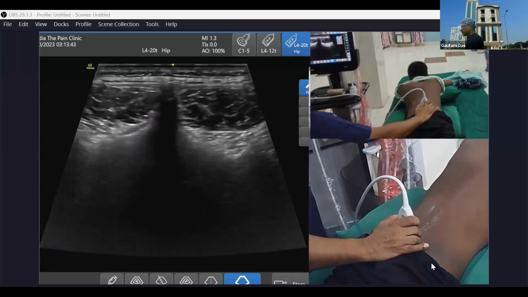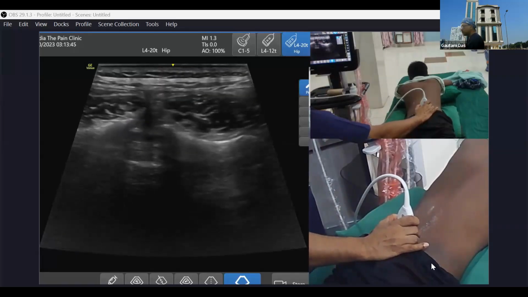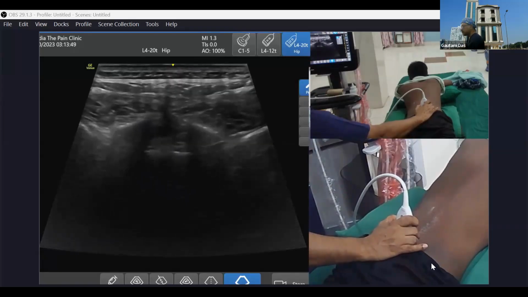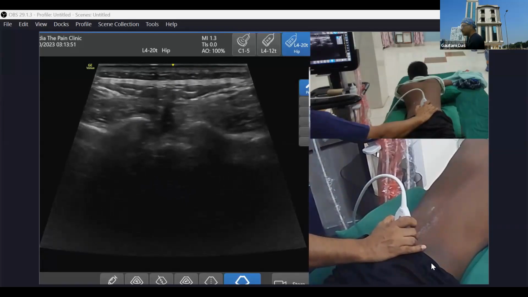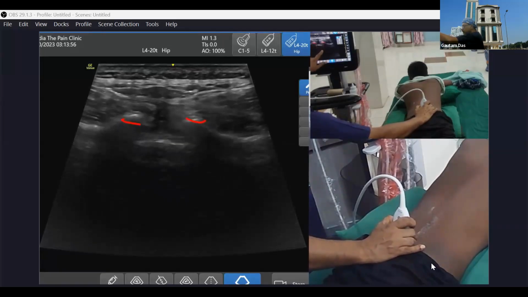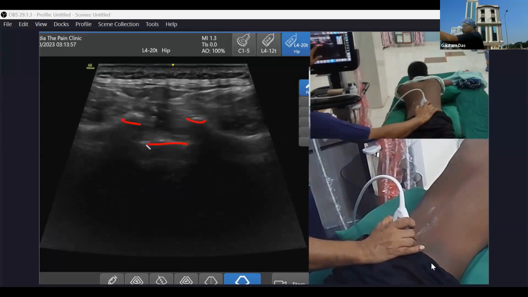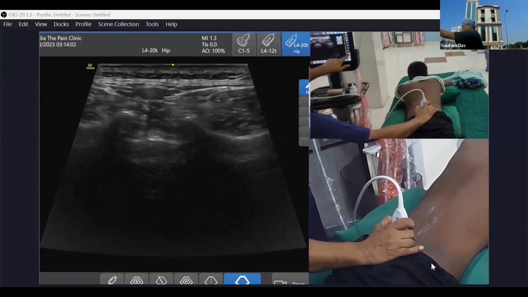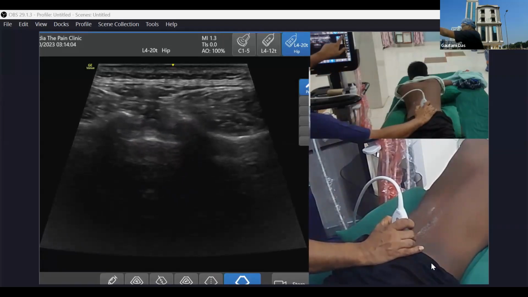Now, if I'm going down, now see the medial sacral crest has vanished. And now the two cornua are appearing. So these are the two cornua, one cornu, another cornu. And this is the sacral bone. And in between, we have the sacrococcygeal ligament. Let me redo the tape so that you will get this in it.